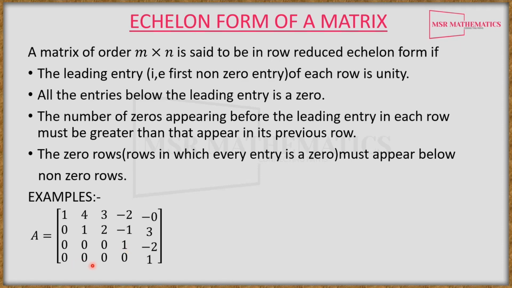In a similar way, these values are 0. The first non-zero element is 1 here also. So the first condition is satisfied, that is, the leading entry of each row is unity. Next condition is that all the entries below the leading entry are 0.